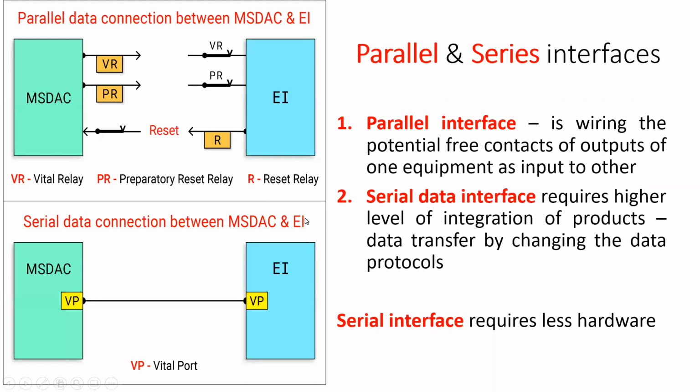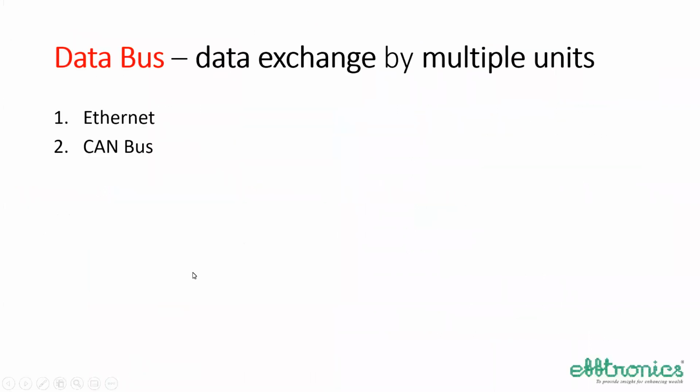And down below, what you are seeing here is the MSDAC communicating with the electronic interlocking in the data form. So no visibility will be there. The serial interface ultimately works out cheaper, and it is more reliable because the relay wiring is avoided completely here. Now, a lot of data exchange takes place in the multi-section digital axial counters. So Ethernet and CAN bus are some of the things.